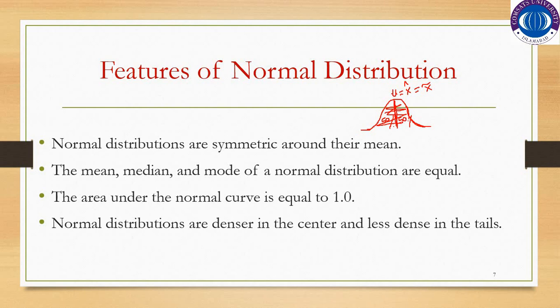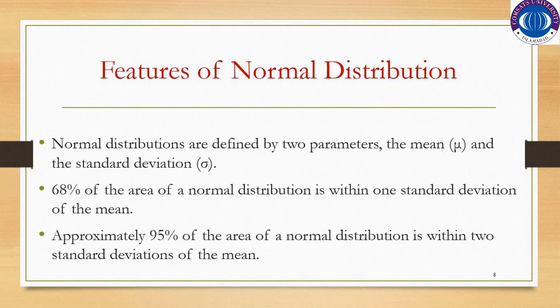Normal distributions are denser in the center and less dense in the tails. Normal distributions are defined by two parameters, the mean and the standard deviation. 68% of the area of a normal distribution is within one standard deviation of the mean. Approximately 95% of the area of a normal distribution is within two standard deviations of the mean.